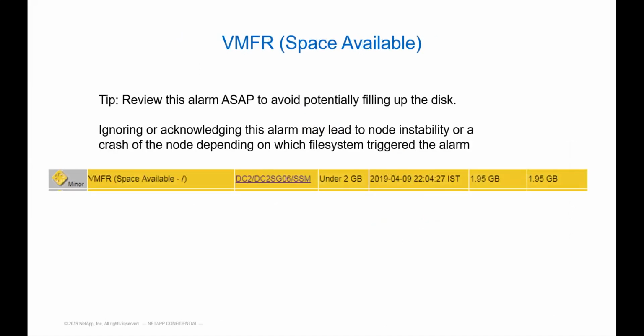So our second alarm that happens quite a bit is VMFR, which is just the local disk space on whatever partition this alarm has been triggered on. Again, please review this ASAP. Make sure that you review it before the disk fills up. The exact same scenario and the exact same analogy can be applied as for that AMQS alarm, so I'm not going to bother getting too into that. But you can see here, this alarmed on the root file system, and the trigger was 1.95 gig available.